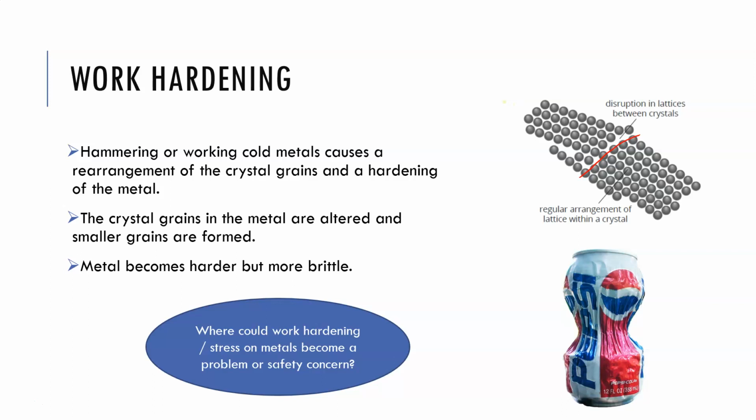This is particularly important in things like aeroplanes, because the bending and flexing of the wings and the different parts while they fly can cause stress fractures. It's why it's so important that every plane after a long flight gets a maintenance check and things like that, because they look for stress fractures due to work hardening in the metal in the body of the plane.